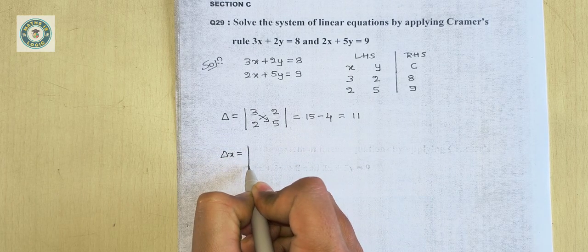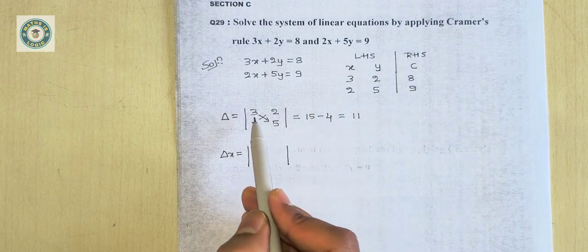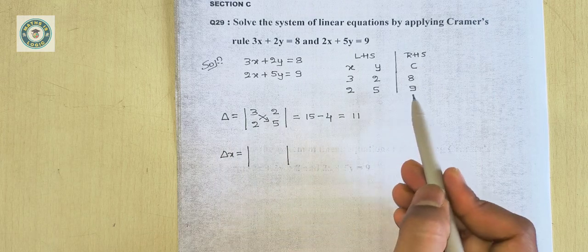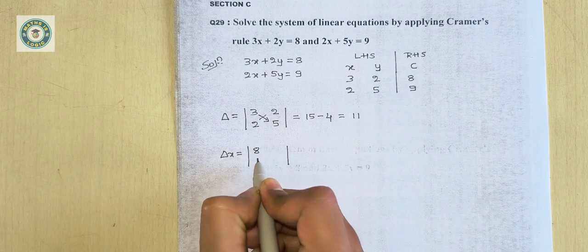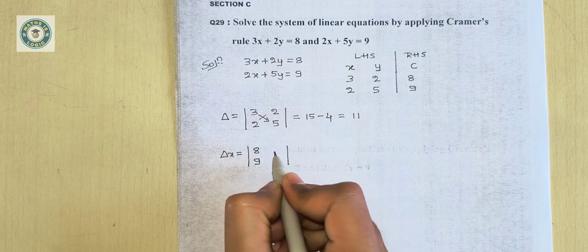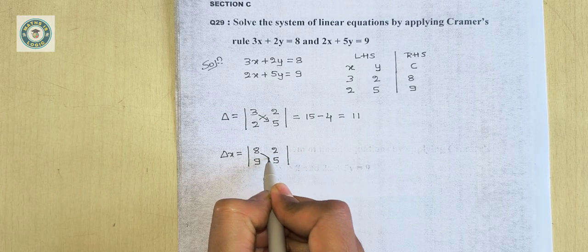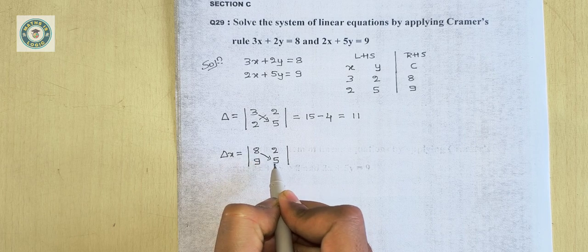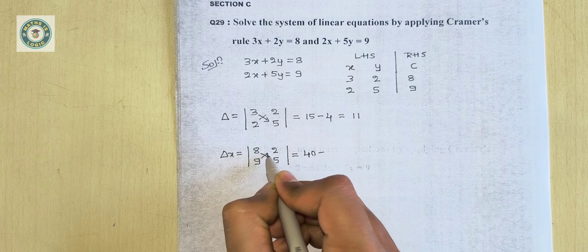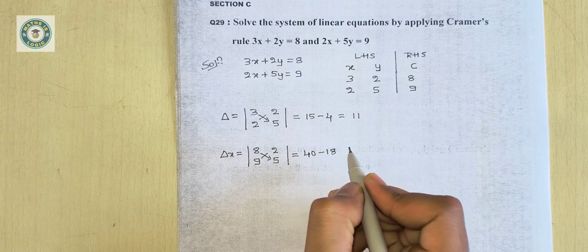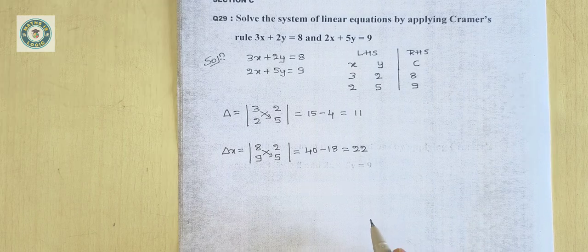Next, after finding delta, we need to find delta x. For delta x, according to Cramer's rule, the first column we should replace by the constant numbers, that is 8 and 9, and the second column of delta we keep as it is. Next, again do the cross multiplication. 8 into 5 is 40 minus 9 into 2 is 18. Therefore 40 minus 18 is 22.